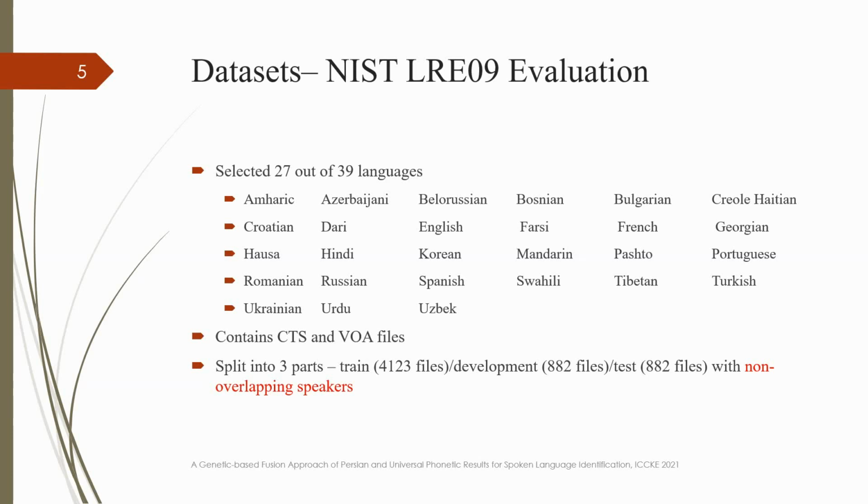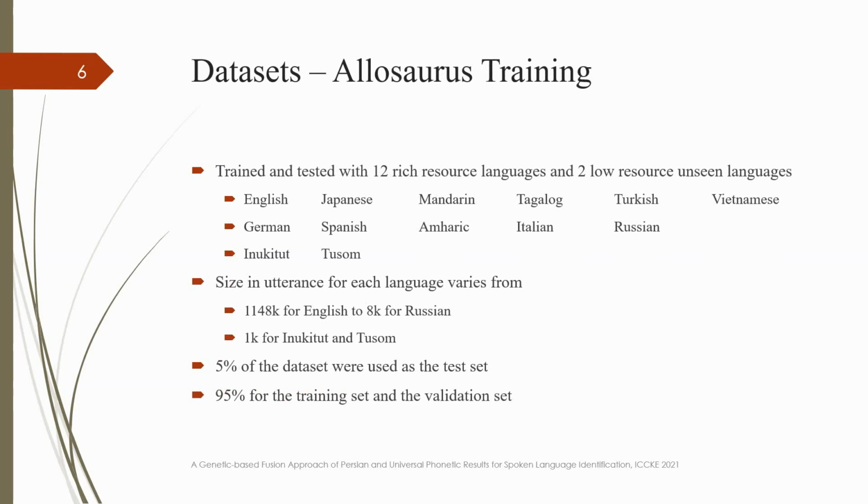The amount of training data for the selected languages varies from 44 minutes of data for Portuguese to 2 hours and 58 minutes of data for Mandarin. I should also mention that we separate the files of each speaker and place them only in one set to prevent speaker-related biases.